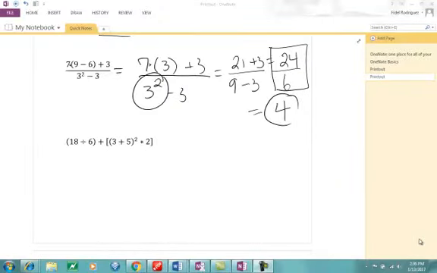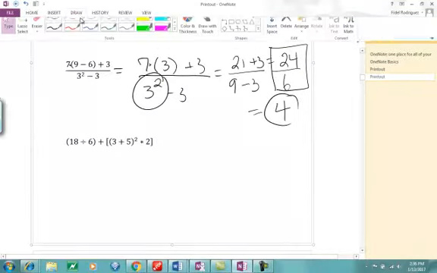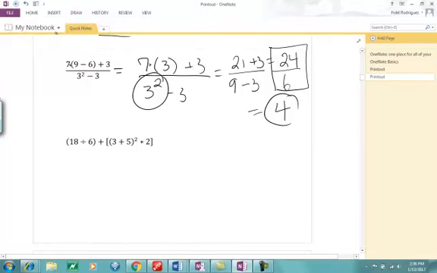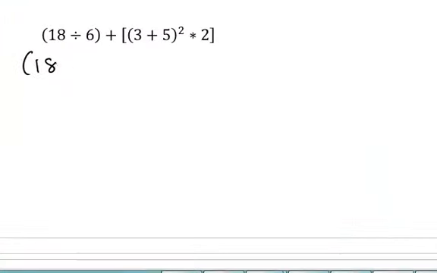Okay, continuing with the next problem that we have here. Not only do we have parentheses, but we also have brackets. In doing a problem like this, the order of operations says we need to work from the innermost set out. So I'm going to go ahead and leave my 18 divided by 6 alone. I'm going to work with my 3 plus 5. So 3 plus 5 is 8 squared times 2.